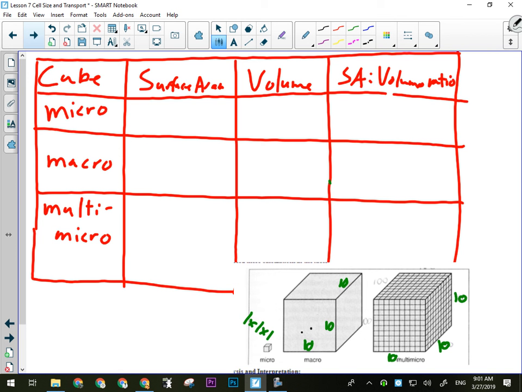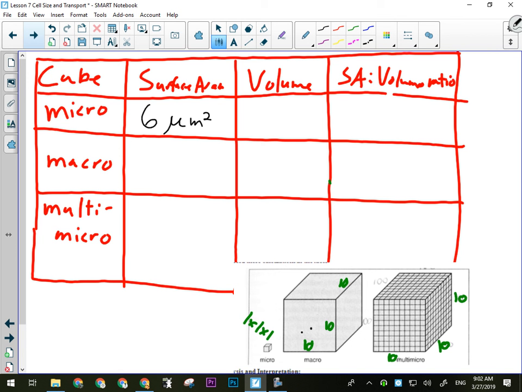All right, so for micro, I want to calculate the surface area. It's 1 by 1 by 1, and it's a cube. So I'm going to go 1 times 1 times what? Times 6 to get the surface area, right? 1 times 1 will give me the surface area of one side, which will be 1, and then I multiply that by 6. So the surface area of micro is going to be 6 square micrometers.